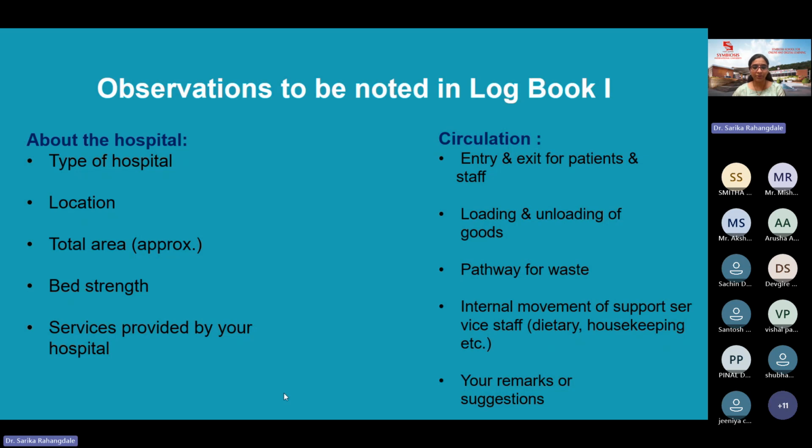You will also see the availability of the lift and ramp, and how it is managed, right? Whether the lift in which we carry a patient from one department or ward to another ward is also used to carry the waste or not, right? That also you will have to observe.